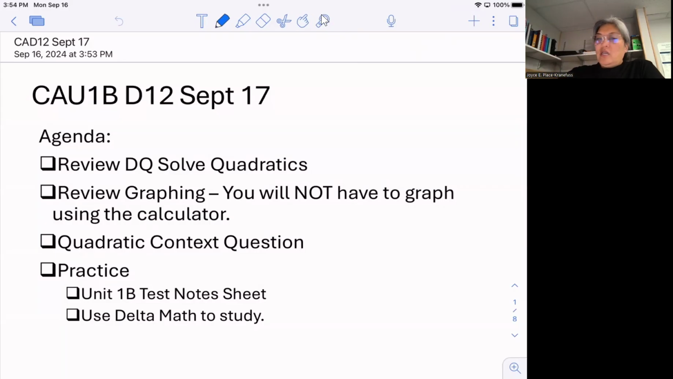My agenda: our test is still on Thursday. Test Thursday. Not going to go over much with you guys, and you will have time to practice today.